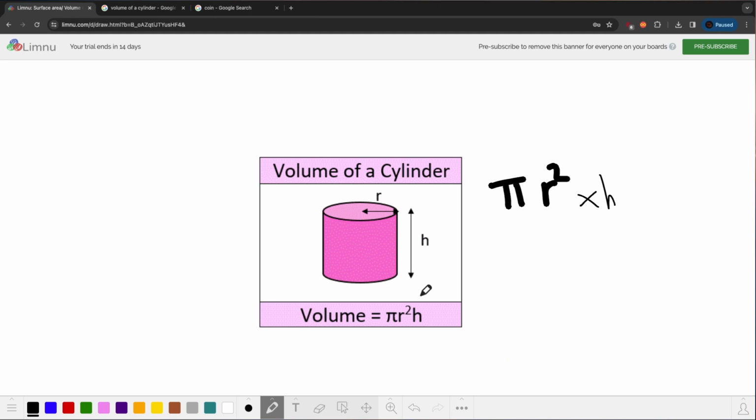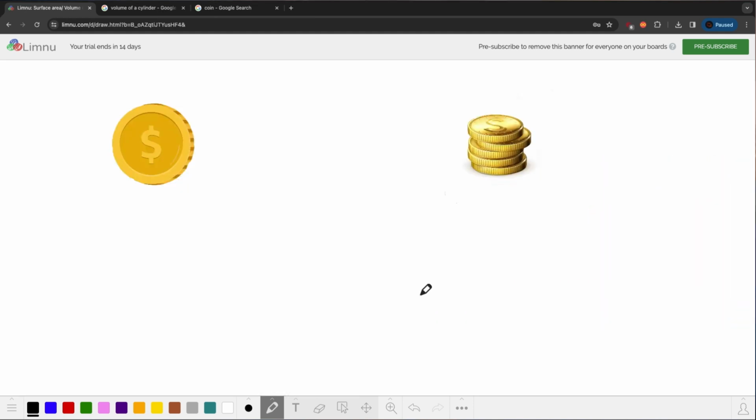Let me give you a real life example. So we have a coin. A coin's pretty flat, it's like two-dimensional. And if you want to find the area of this, all you've got to do is A equals pi r squared. That is the area of a coin. But if I keep stacking on coins, eventually it will look like a 3D object. Like if I stack 5 of these coins, it's getting some height, it's turning 3D.